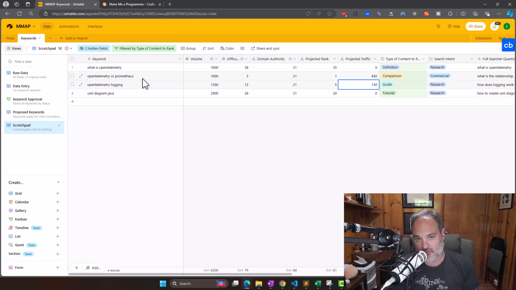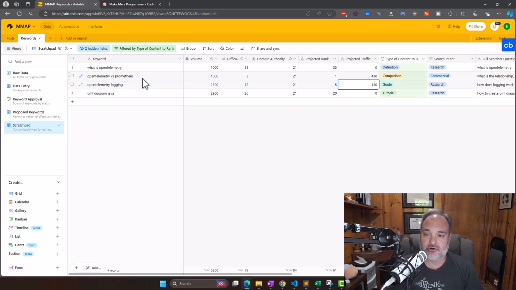Projected traffic, we take the average click-through rate for a given position in the search results, and we calculate the percentage of click-through based on the global monthly search volume to that keyword. So what we're saying here, to summarize all this quantitative information up, we think that if we were to target on Make Me a Programmer the term open telemetry logging, we believe we would rank about 5th for that, and that keyword would drive 130 visitors per month to our site.